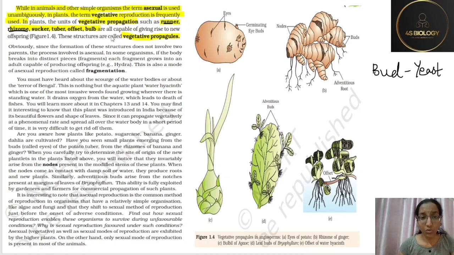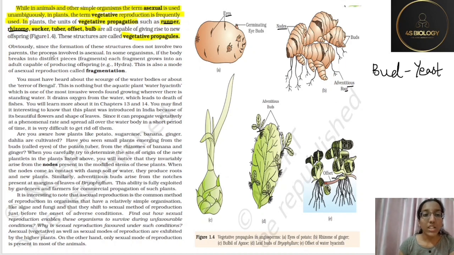So before moving on to the next one, I'll just tell in detail about this. This is potato. So in potato you can see the eyes here, right? This is a tuber. Okay, then this is rhizome, that is ginger. You can see nodes here. This is also adventitious root. This is bulbil of agave. How does Bryophyllum happen? There is an adventitious bud from which another leaf grows. Again on that leaf, buds like this form. Again another leaf grows. So there is a continuation. This is water hyacinth, offset. Okay? So these are the pictures which they have mentioned.